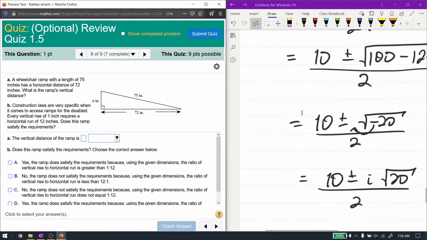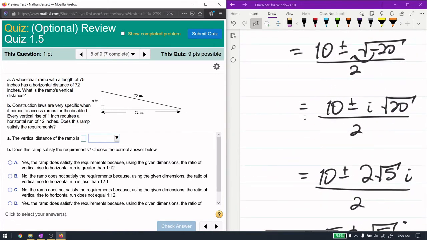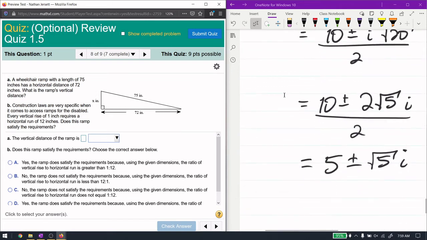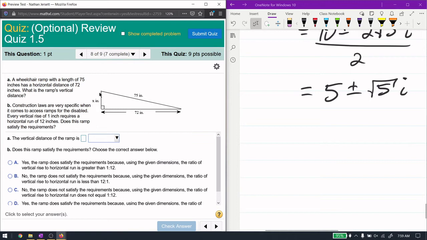Okay, we have a wheelchair ramp with a length of 75 inches. So that's going to be this actual ramp portion, not the length of the whole. That's 72 here, that's the horizontal distance. And we don't know what the vertical distance is. So the vertical distance is this one that we're trying to find. And you can see that this whole thing produces a right triangle.